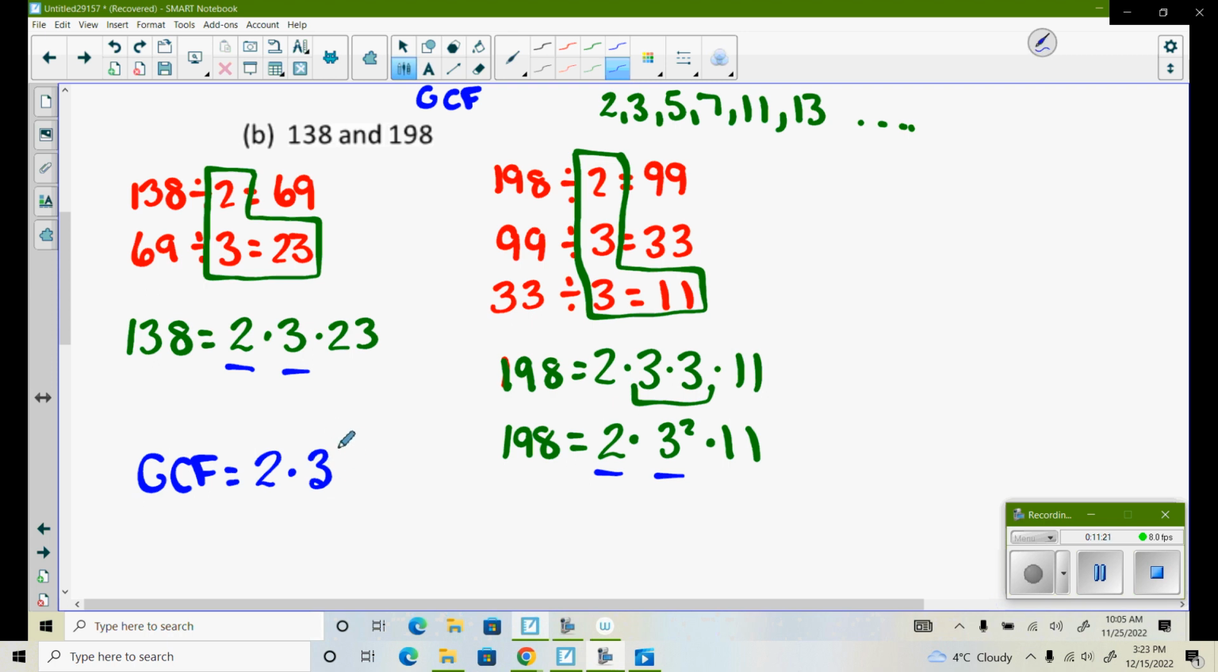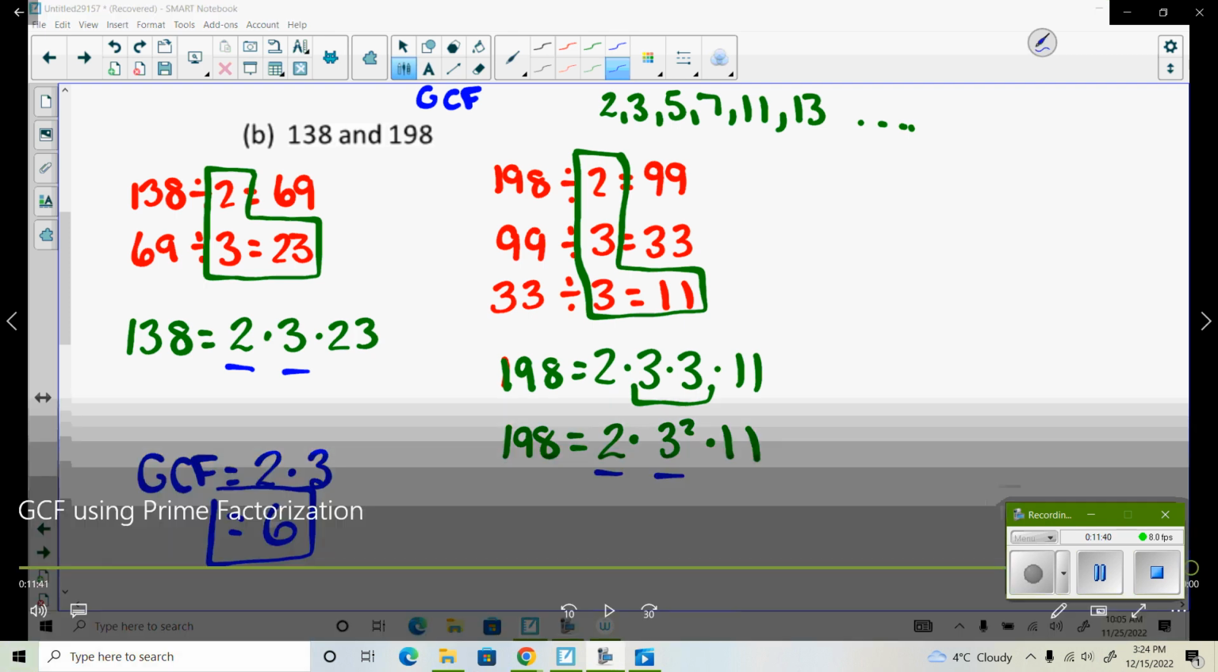Then my step 3 is just to multiply those factors together. So 2 times 3 is 6, and so that would be my greatest common factor between 138 and 198. And that's it. That's all you have to do. So you just take the common factors and the lowest power on each of those.